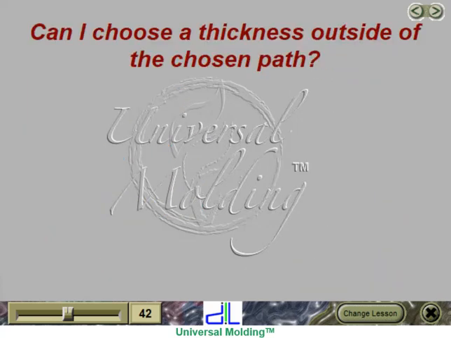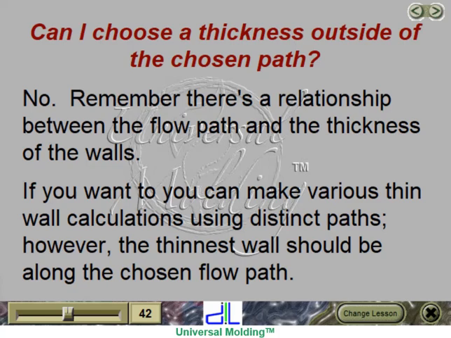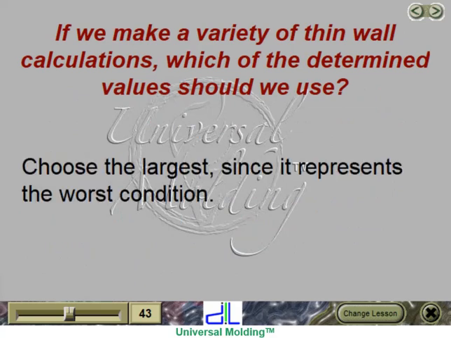Can I choose a thickness outside of the chosen path? No. Remember, there's a relationship between the flow path and the thickness of the walls. If you want to, you can make various thin wall calculations using distinct paths. However, the thinnest wall should be along the chosen flow path. If we make a variety of thin wall calculations, which of the determined values should we use? Choose the largest, since it represents the worst condition.